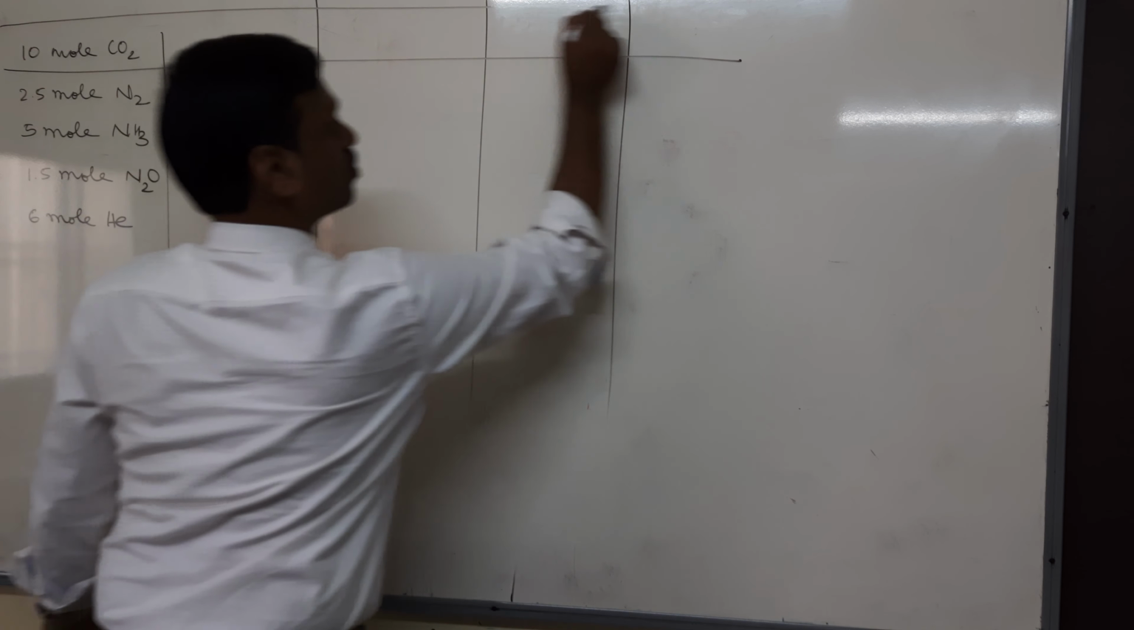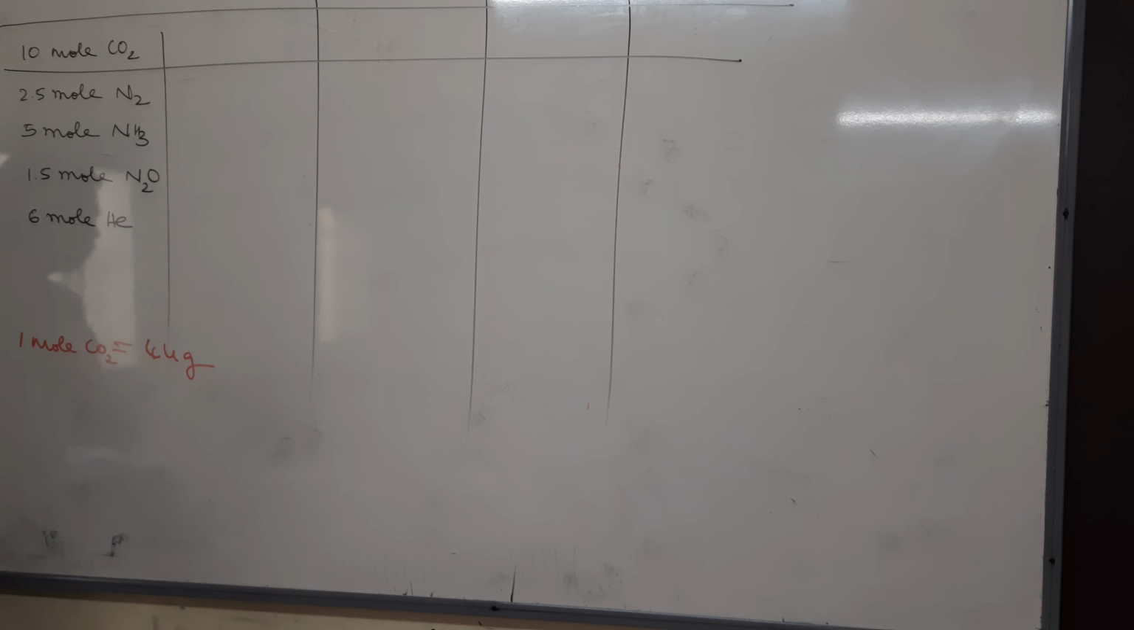Tell me, 10 mole CO2 is equal to what mass? Now we are studying in reverse. We know that 1 mole CO2 is equal to 44 grams, because mole equals molecular mass. Given 10 mole, 10 mole CO2 is equal to 10 into 44. It means 440 grams is the answer. Understand?